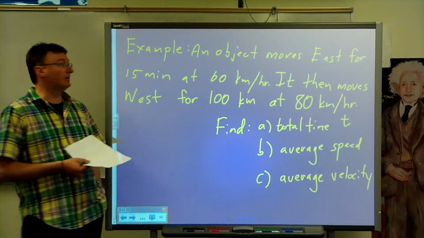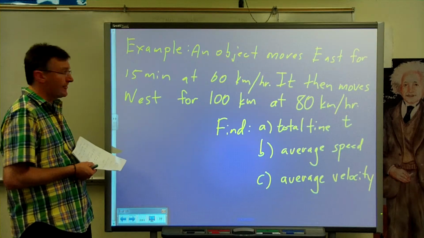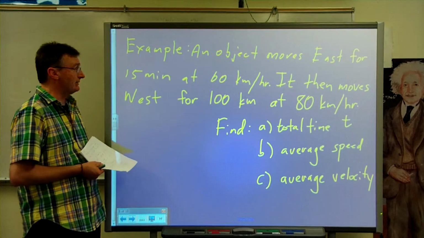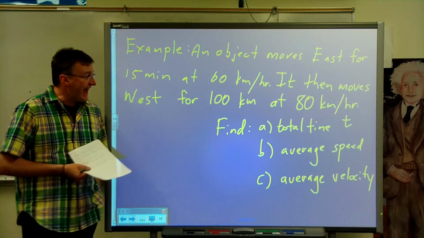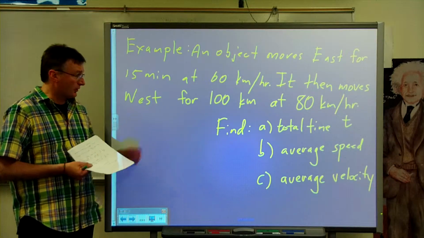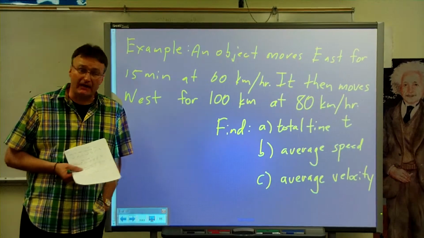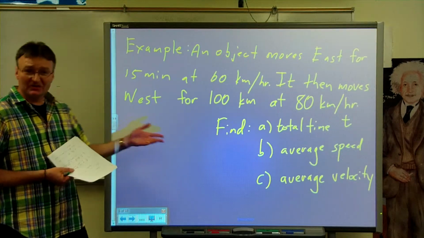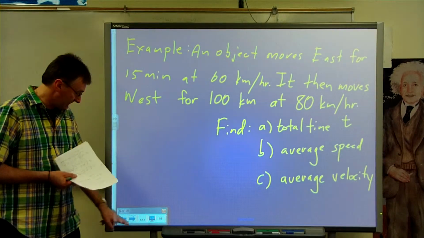So here's our example. An object moves east for 15 minutes at 60 kilometers per hour. It then moves west for 100 kilometers at 80 kilometers per hour. So find the total time, find the average speed, and find the average velocity. And as you can probably guess, the average speed and the average velocity are not going to be the same.